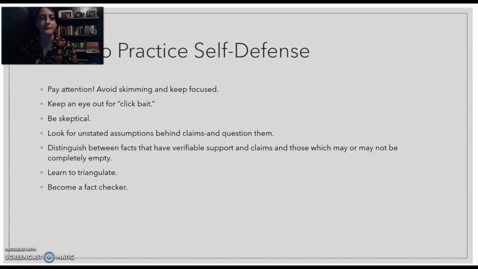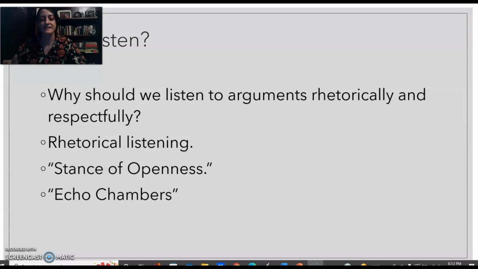My last argumentative self-defense technique is always to listen. You should always listen, or take what I have called a stance of openness, every time that you listen to an argument. You should never go into an argument thinking you're going to automatically agree with that person or automatically disagree, because you may be wrong. So always go into it with an open mind.